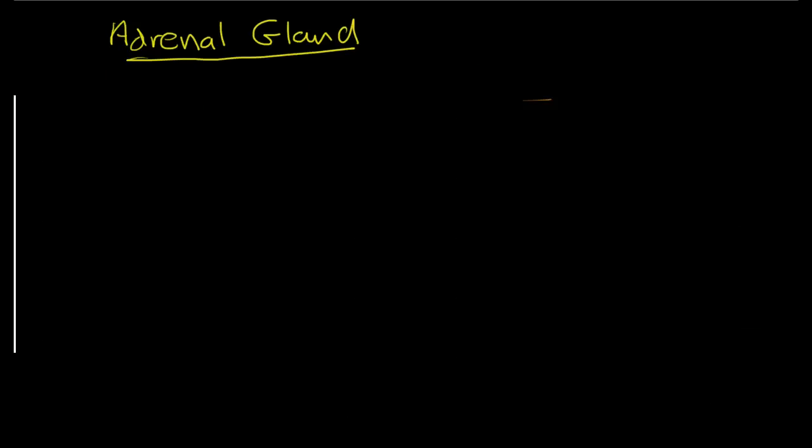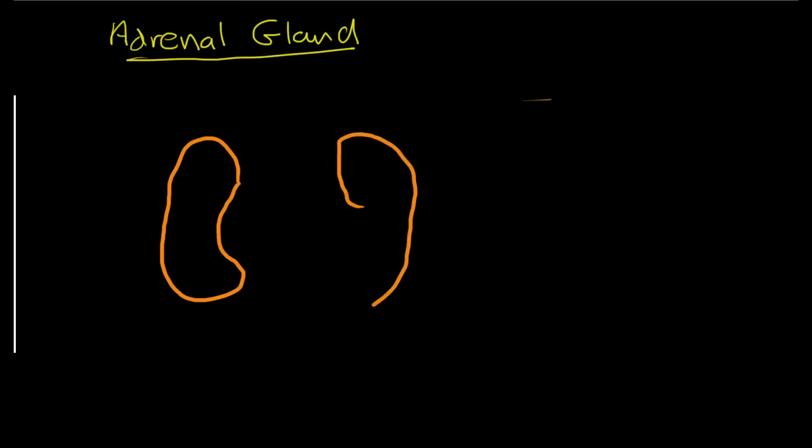Okay, so the adrenal gland. The adrenal gland is placed just above the superior pole of each kidney, and it's a small triangular-shaped gland that sits right on top of the kidney.